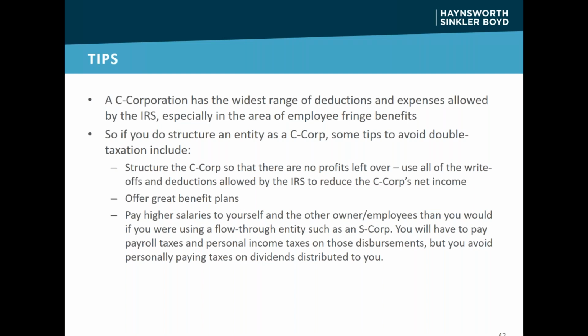So if you do structure the entity as a C corporation, here are some tips to avoid double taxation. You can structure the C corporation so there's no profits left over. Use all the write-offs and deductions that are allowed by the IRS to reduce the net income. Offer great benefit plans, and have the corporation pay higher salaries to shareholder employees than it would using a flow-through entity such as an S corporation or a partnership. The shareholders will have to pay their payroll taxes and personal income taxes on those distributions, but they avoid paying taxes on dividends that are distributed by them as a second level of tax.